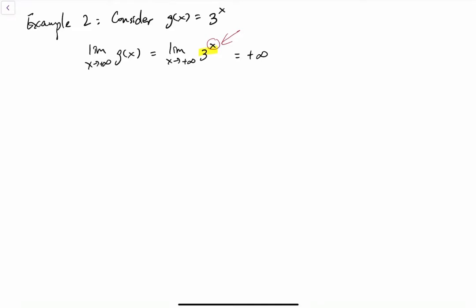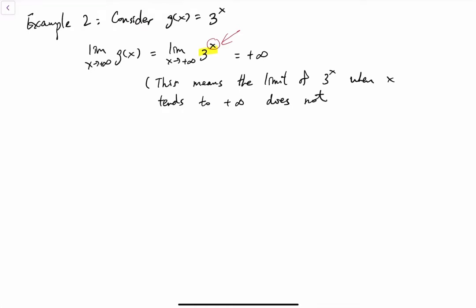So this means, although it is equal to positive infinity, as I said, positive infinity is not a number, so this means the limit of 3 to the power x when x tends to positive infinity does not exist.